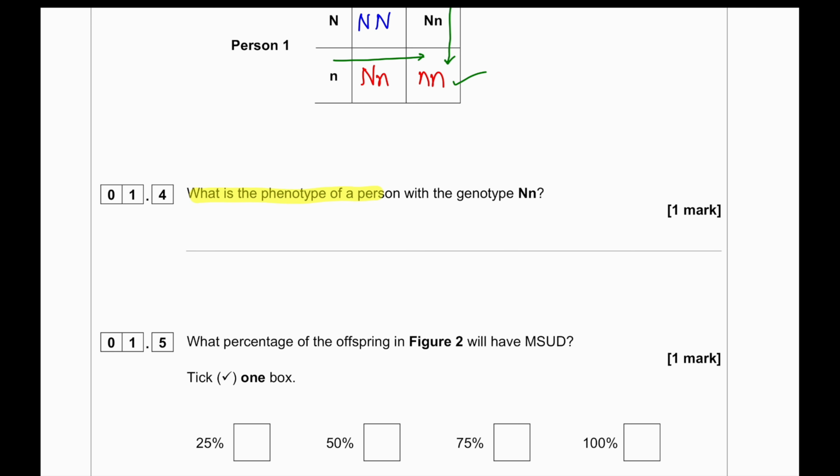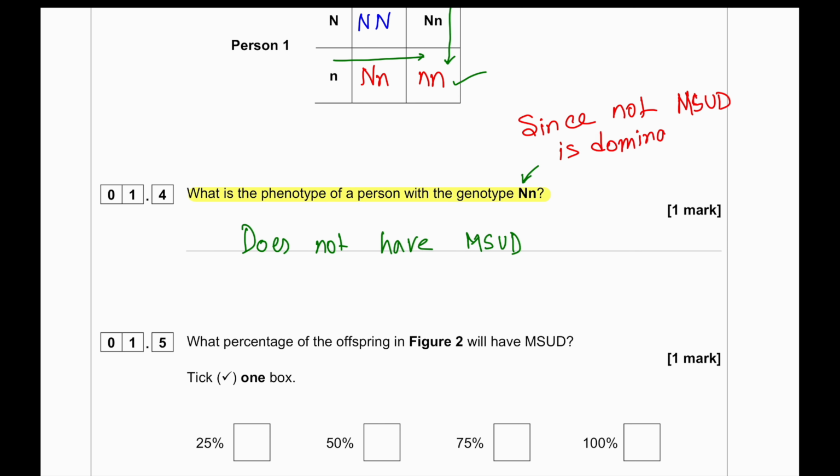What is the phenotype of a person with capital N and small n? This person has one capital N. That means the person will not have MSUD. The reason for this is that not having MSUD is dominant.